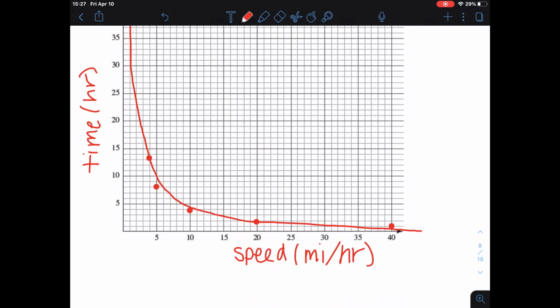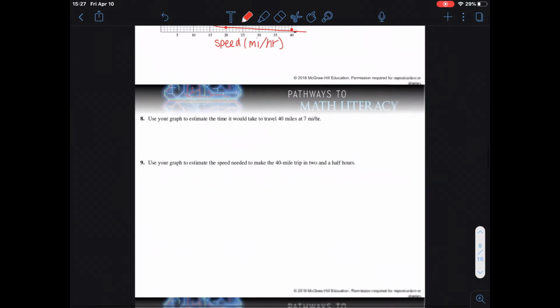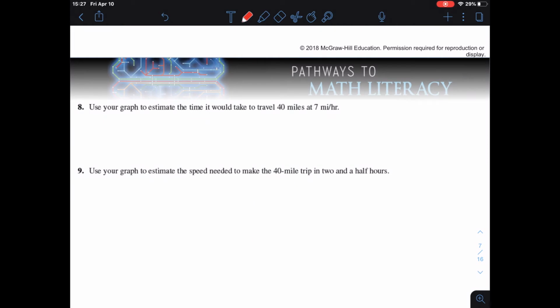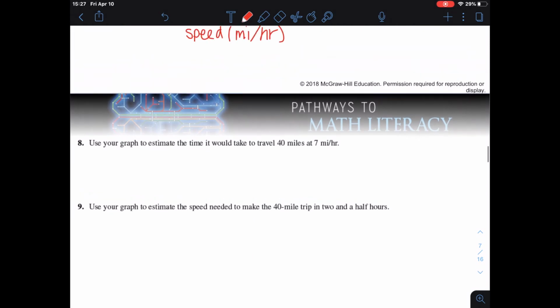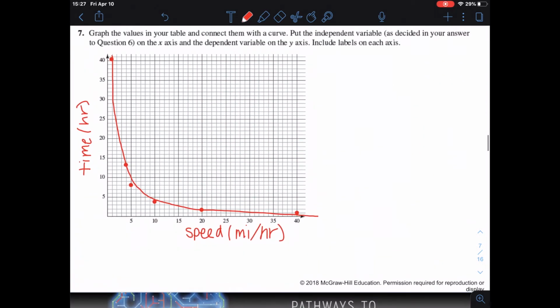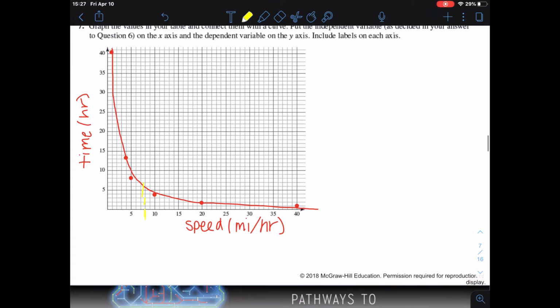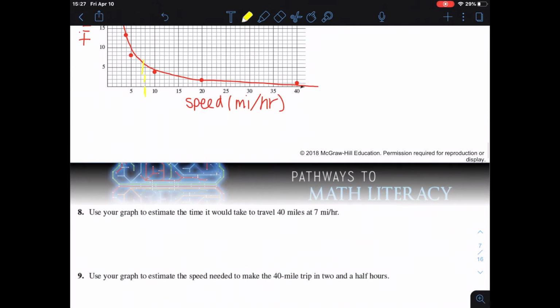Okay. So now if we want to estimate how long it would take to travel 40 miles at 7 miles per hour, we can go back to our graph. 7 miles per hour is right around here. So it's going to take a little more than 5 hours. So we could say it's going to take about 6 hours, or between 5 and 6 hours.